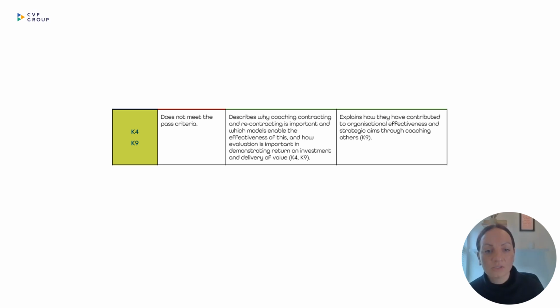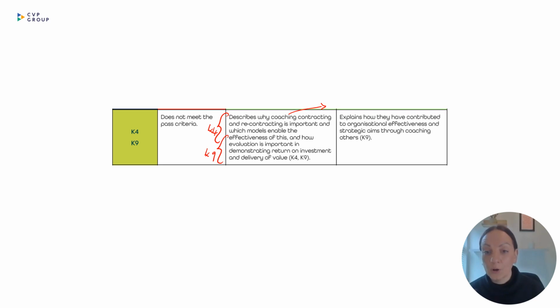So we're going to start with K4 and K9. Essentially, for this criteria, you need to be able to describe why coaching, contracting and recontracting is important and which models enable the effectiveness of this, and how evaluation is important in demonstrating return on investment and delivery of values. So there's two separate components here. There's K4 here and then there's K9 here. So let's start with K4.